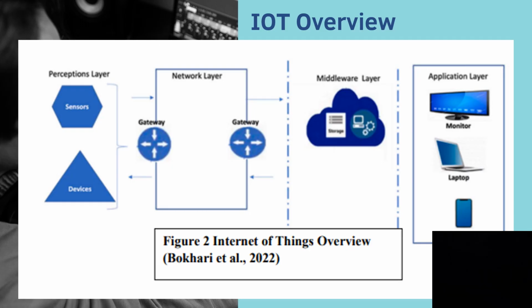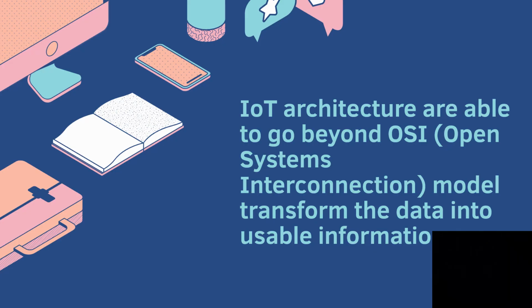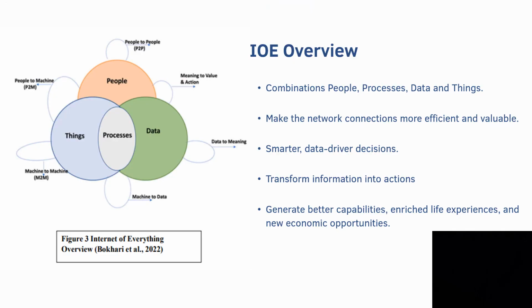So this is an IoT overview from one of the researchers, for the perception layer, which is the first layer, the network layer, and the application layer. From the perception layer, we have sensor devices. Then we go through the gateway inside the network layer. Then we pass through the middleware layer for data storage. After that, we apply to all the devices. IoT architecture is able to go beyond the OSI, Open Systems Interconnection, model, transforming the data into usable information.